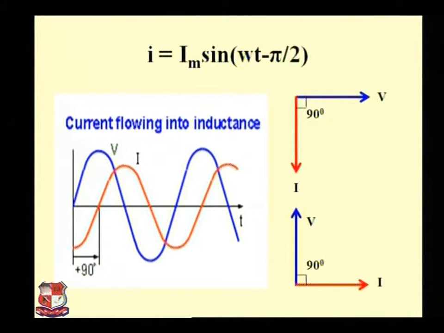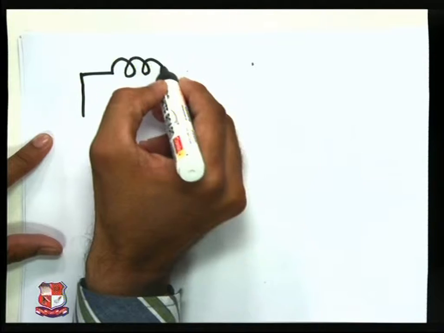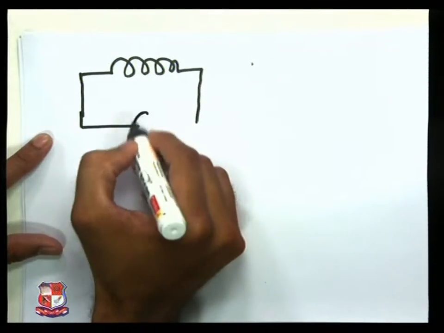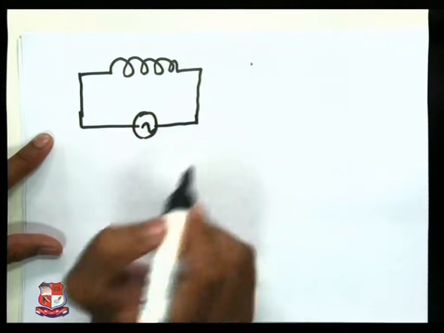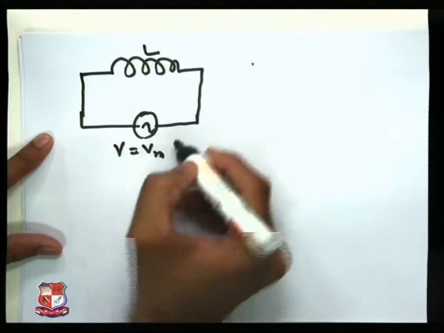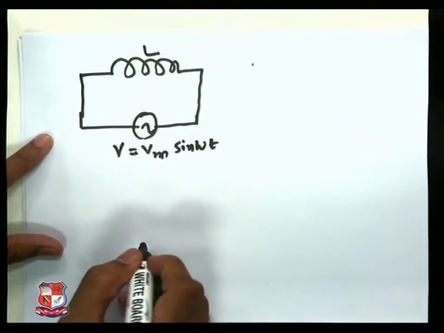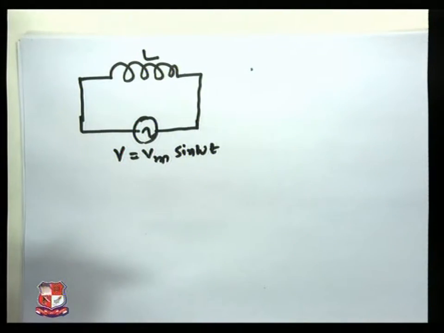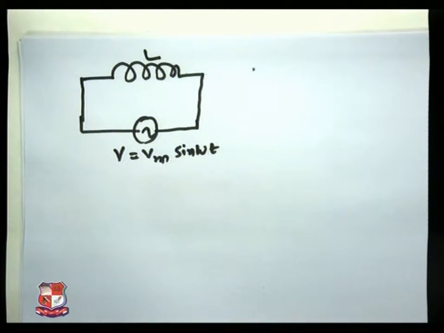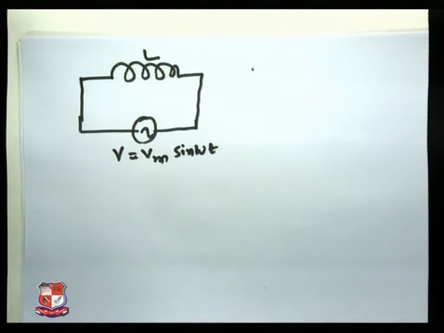See in the OHP, here we have taken a pure inductor. An inductor is connected with an AC supply. It is a pure inductor and the voltage applied is Vm sin omega t. Here in a pure inductive circuit there is no voltage drop across a resistor, so in a pure inductor the voltage drop of the resistor is 0.